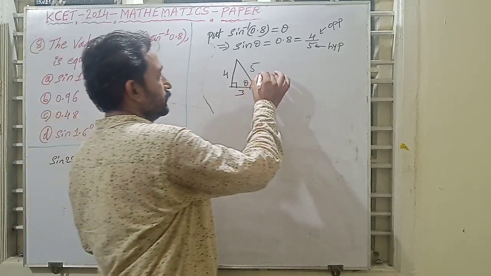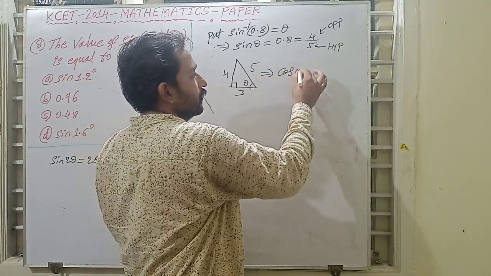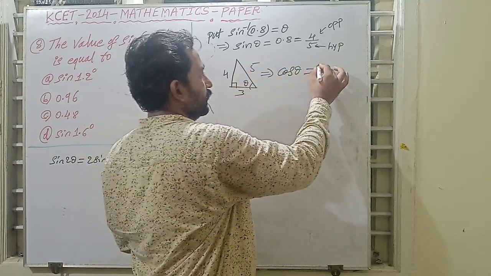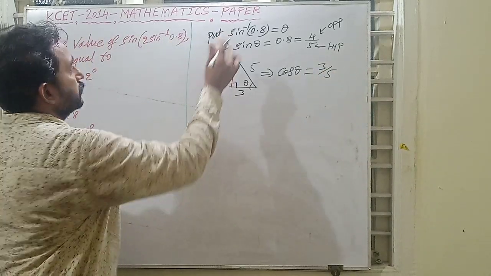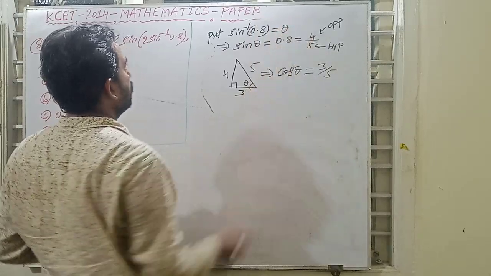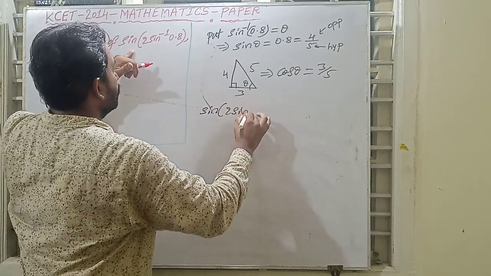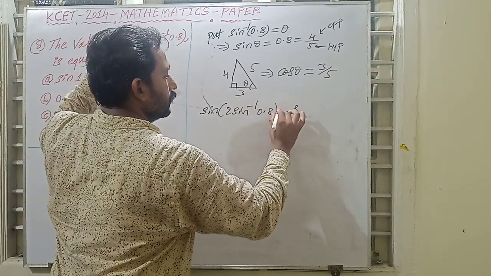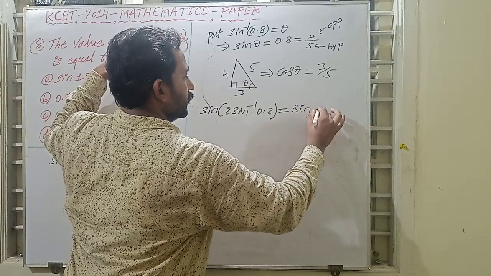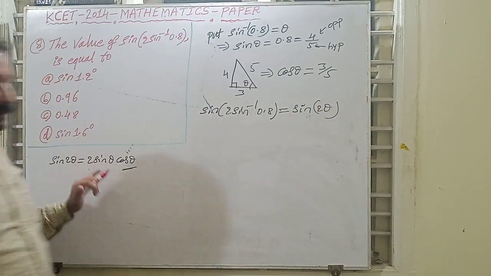So in this case sin theta is 4 by 5, and cos theta is what? Adjacent by hypotenuse, 3 by 5. So using the formula, sin inverse of 0.8 is equal to theta, it becomes sin of 2 sin inverse of 0.8 is equal to sin 2 theta. So using the formula sin 2 theta is equal to 2 sin theta cos theta.